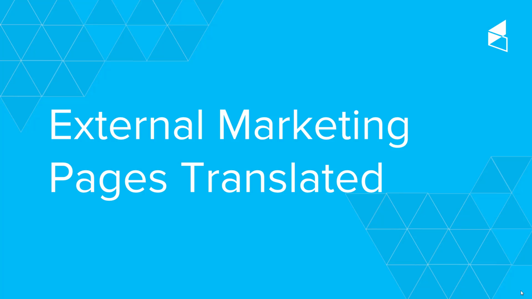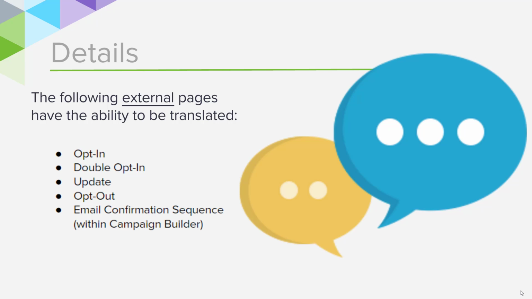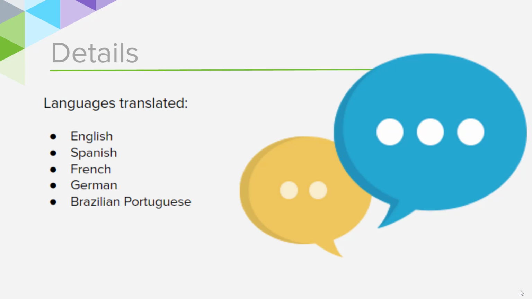This update is a biggie for anyone who conducts business internationally. Some of the external marketing pages have the ability now to be translated into a different language if needed. So the following external pages have the ability to be translated: the opt-in page, the double opt-in page, the update page, the opt-out page, and the email confirmation sequence, which is within the campaign builder. And these are the languages currently that they can be translated into: English, Spanish, French, German, and Brazilian Portuguese.